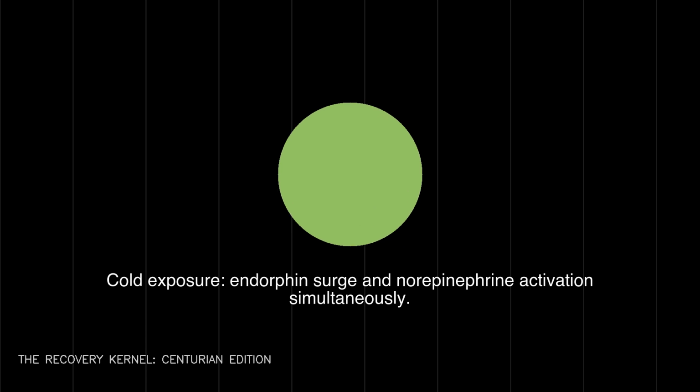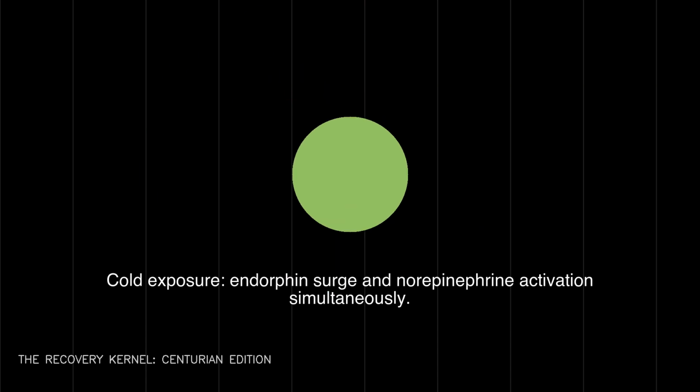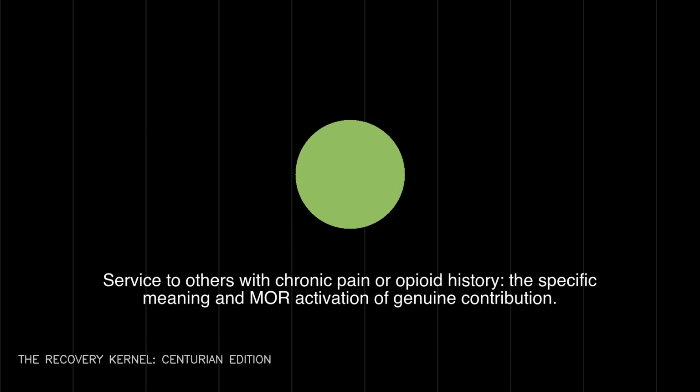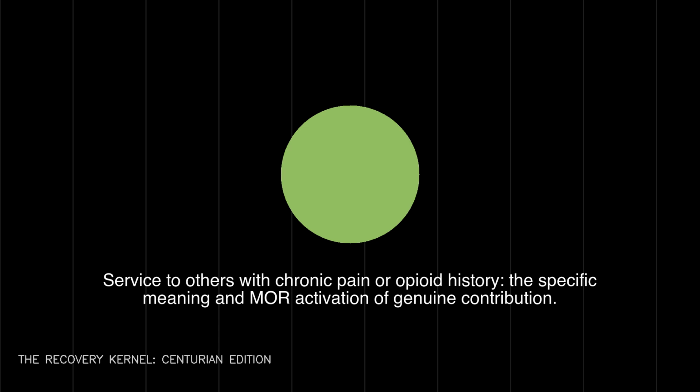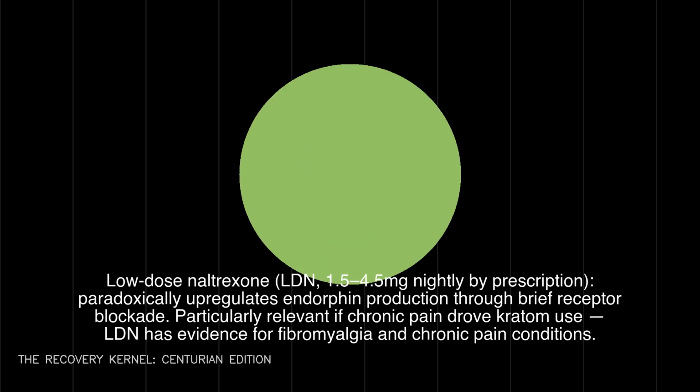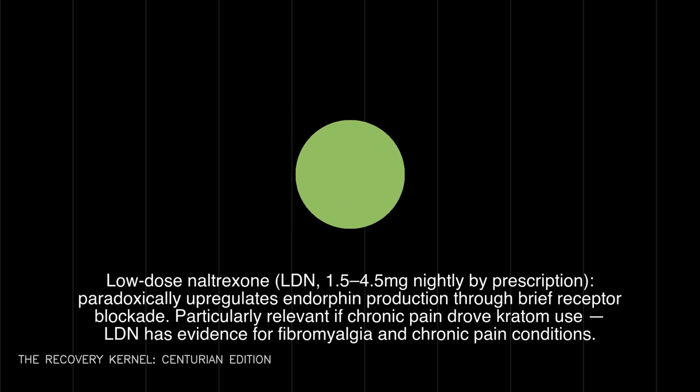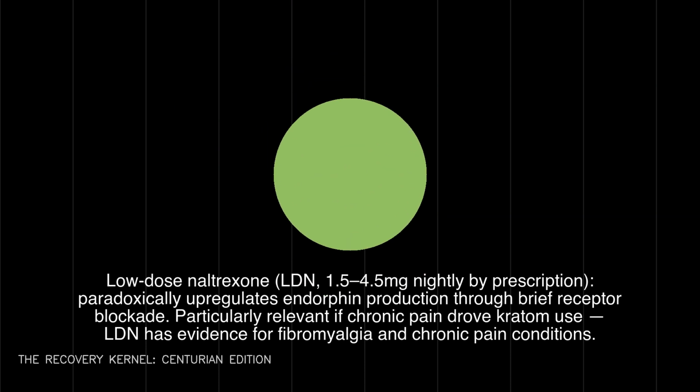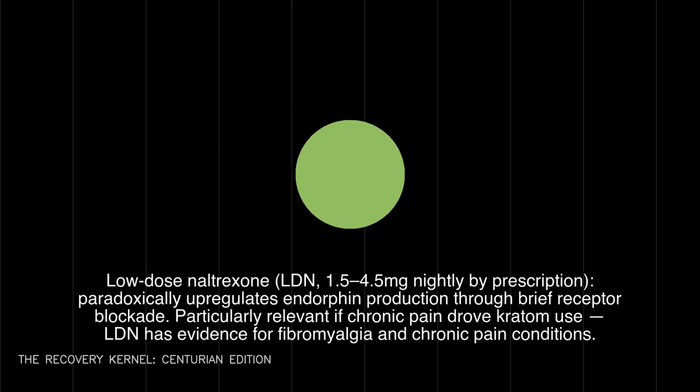Vigorous sustained exercise, 45+ minutes daily, the primary endorphin activator. Direct MOR activation through endogenous opioid release. Non-optional: genuine human connection and physical safe touch, oxytocin and endorphin co-release through the social bonding pathway. Cold exposure, endorphin surge and norepinephrine activation simultaneously.